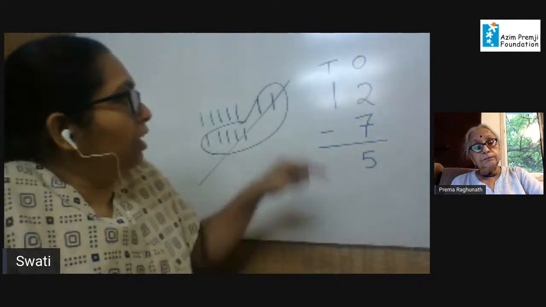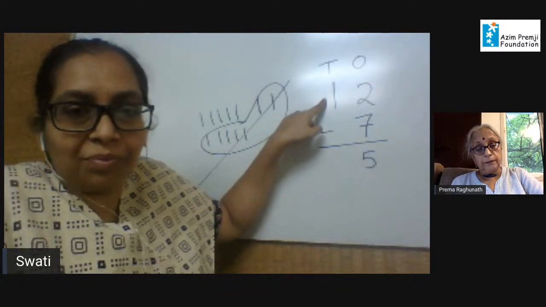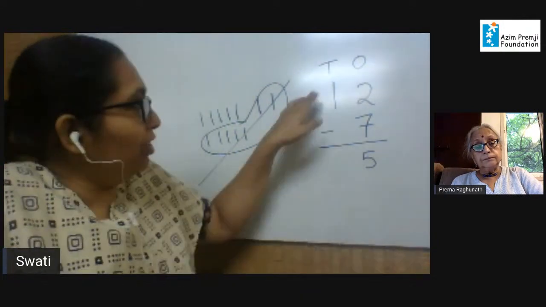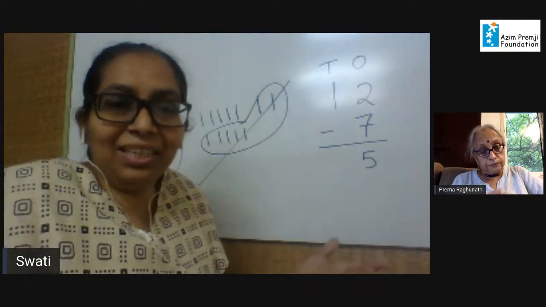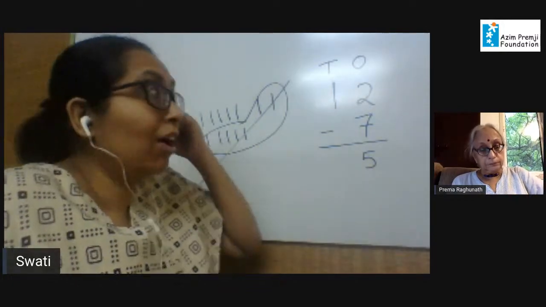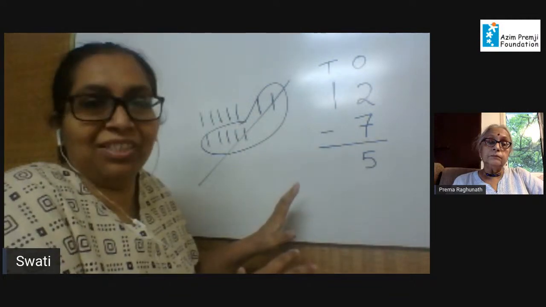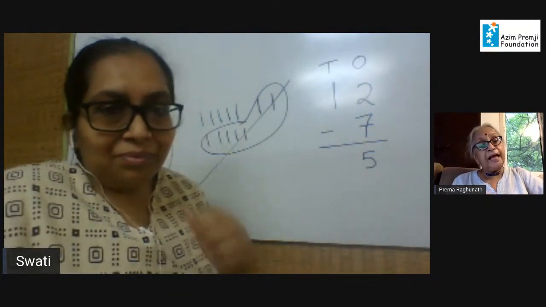you have more than 1 bundle here. Because here that 1 bundle, you unbundle, everything has become units. Everything has become 1s. But if you have more than 1 bundle, there will be still some bundles left. Can you demonstrate that for us?